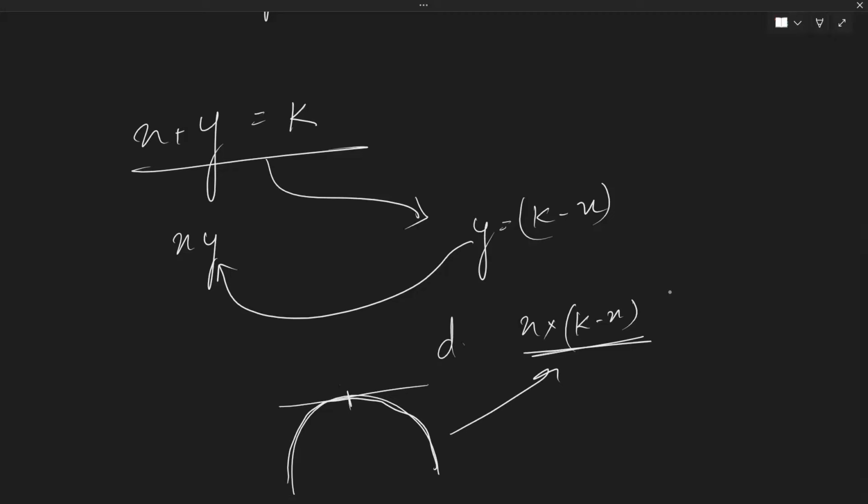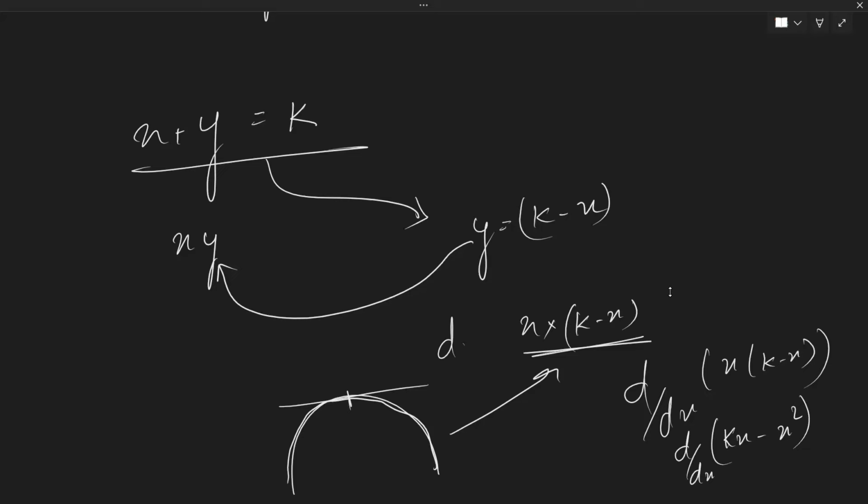So let's differentiate this. We'll get d by dx of x into k minus x. So this is kx minus x square, differentiating d by dx, we'll get k minus 2x.